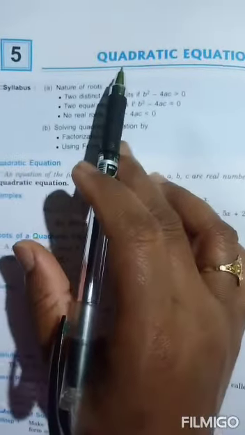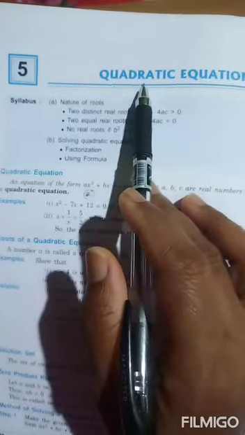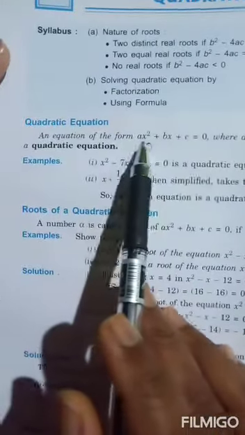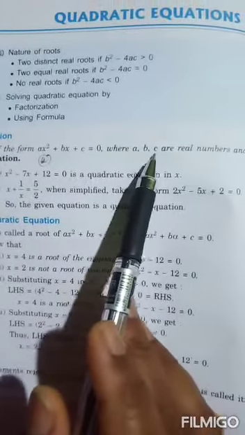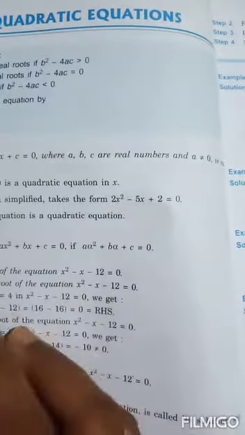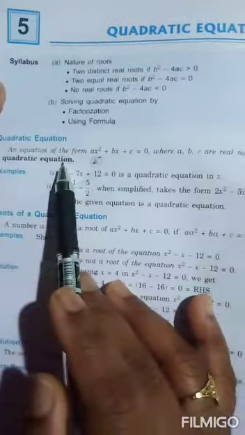Good morning, students. Today I am going to start a new chapter, quadratic equations. So, what is a quadratic equation? An equation of the form ax² + bx + c = 0, where a, b, c are real numbers and a is not equal to 0, is called a quadratic equation.